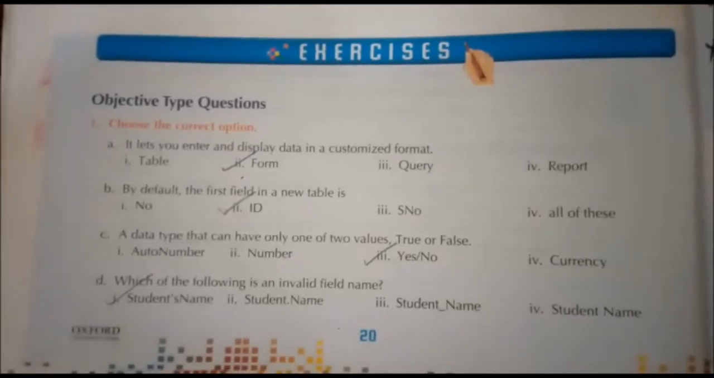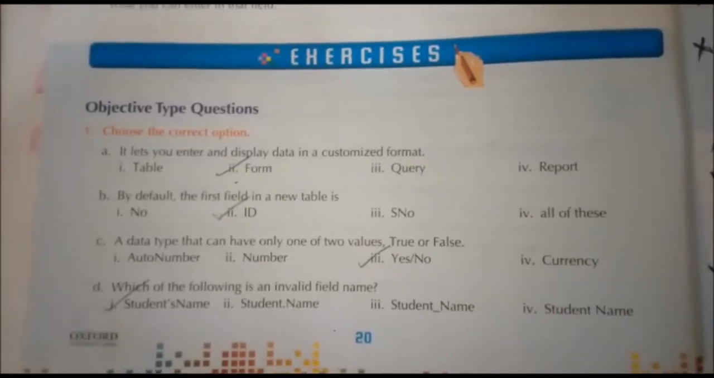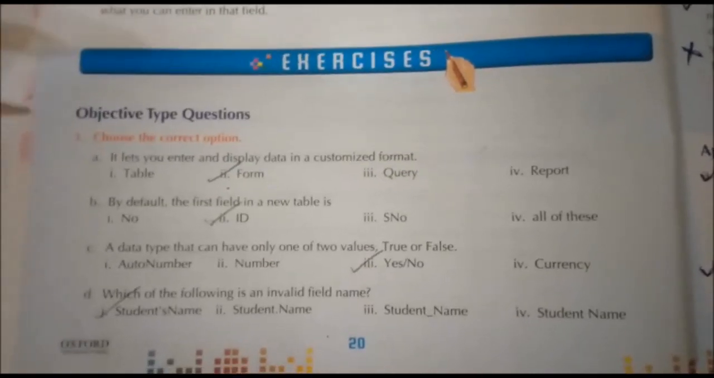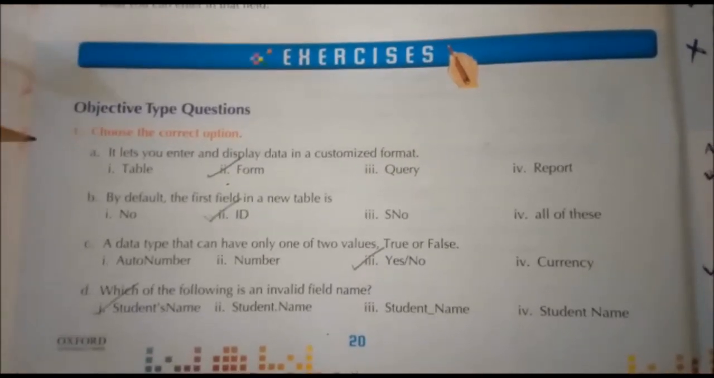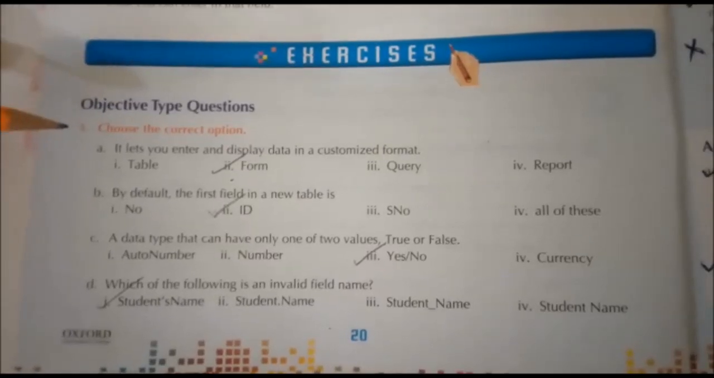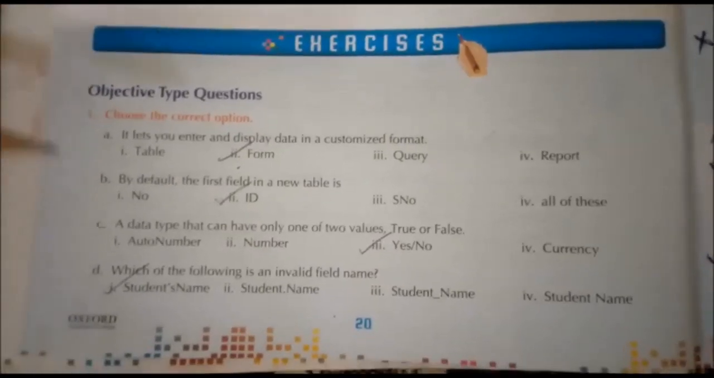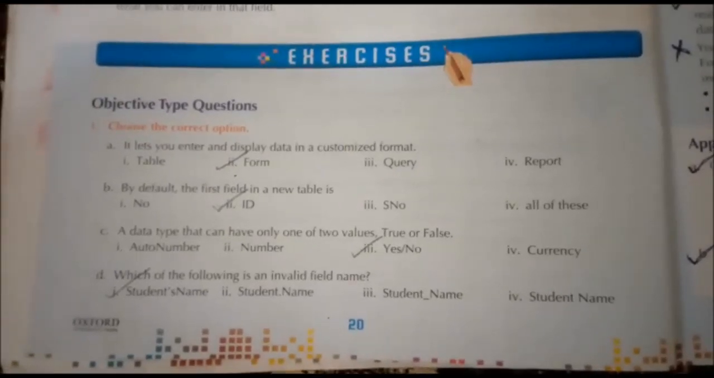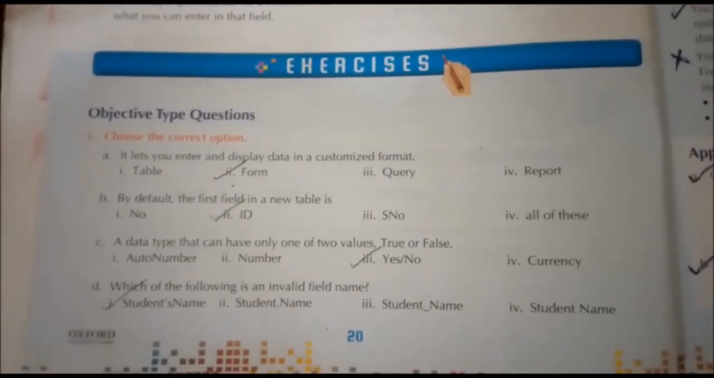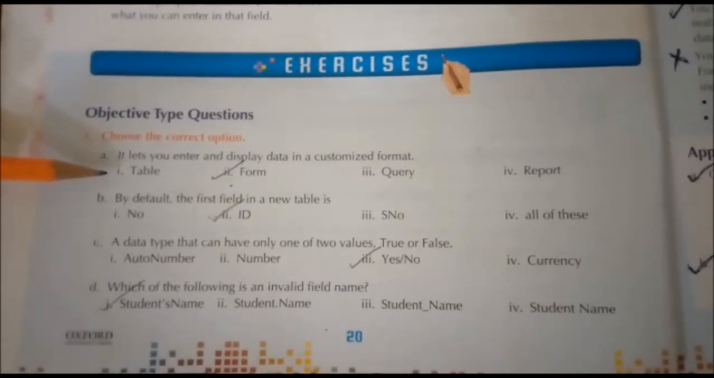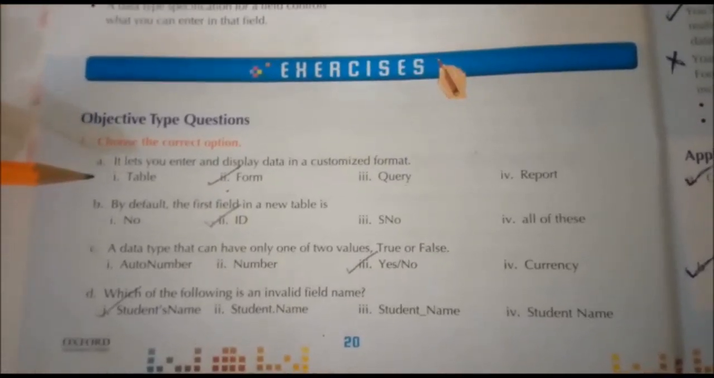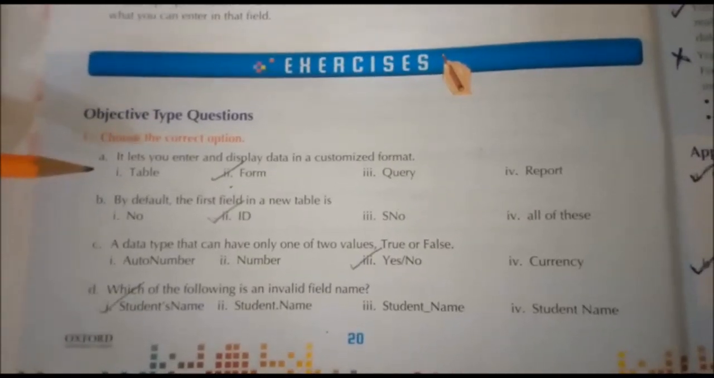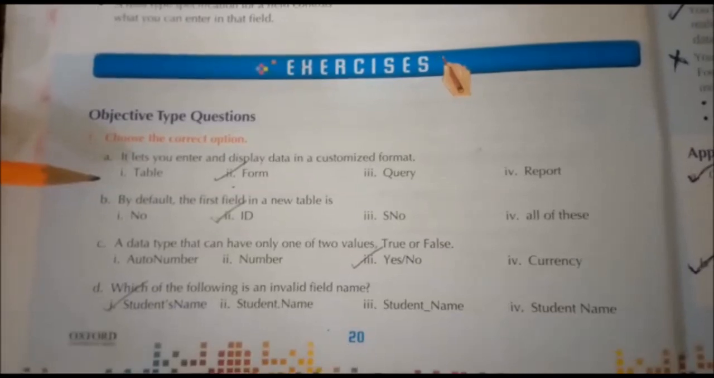After the explanation, now we are moving towards our written work, which we will start from Exercise 1 on page number 20, which is Choose the correct option. Number 1: It lets you enter and display data in a customized format. Options: table, form, query, report. And the answer is form.